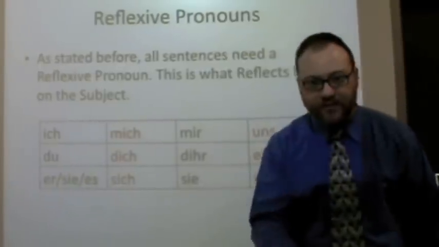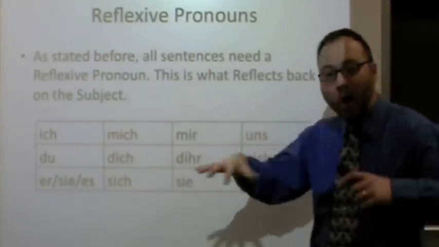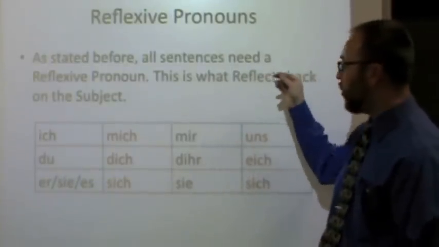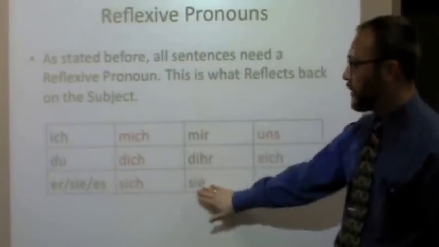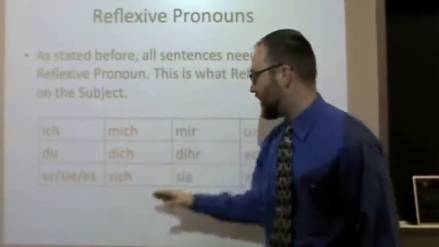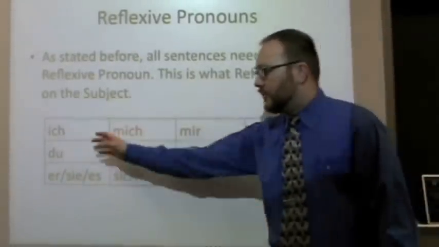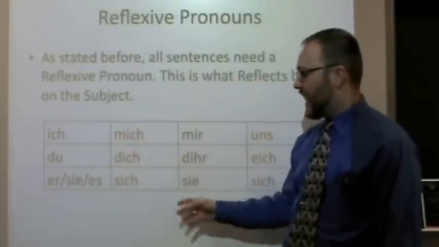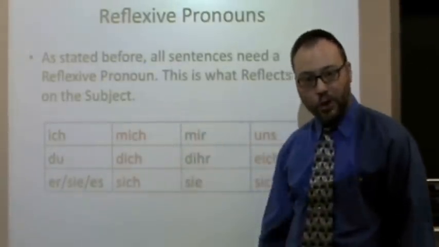Now, what are the reflexive pronouns? You have to memorize these. As stated before, all of these sentences have reflexive pronouns in them, and this is what reflects back on the subject. So, I have our personal pronouns here, ich, du, er, sie, es, mir, dir, sie, which we've covered many, many times before. If these are your subject of the sentence, then these guys are your reflexive pronoun.